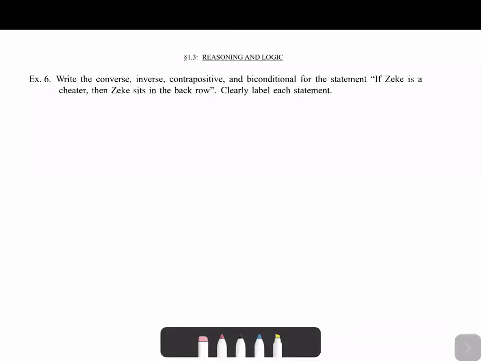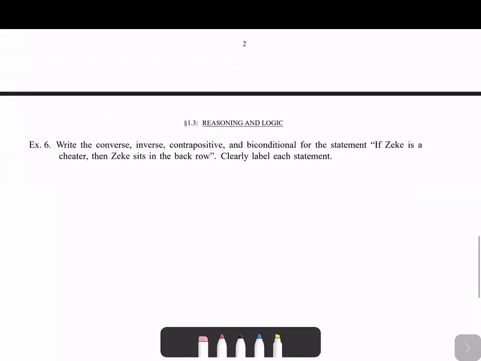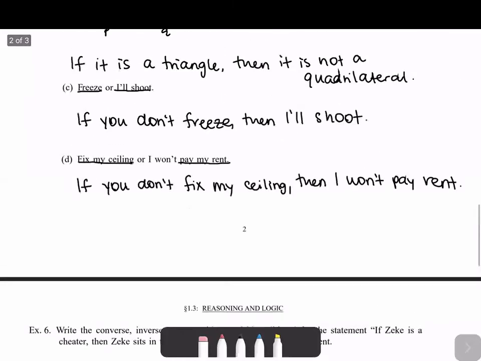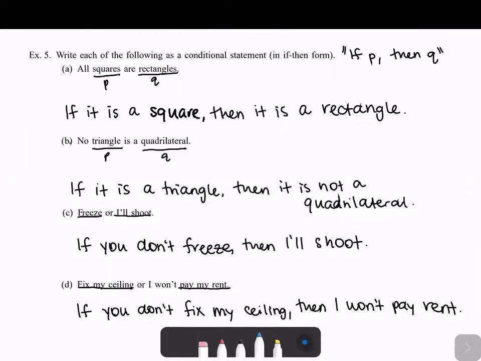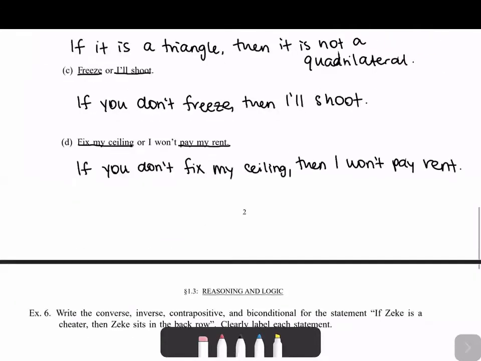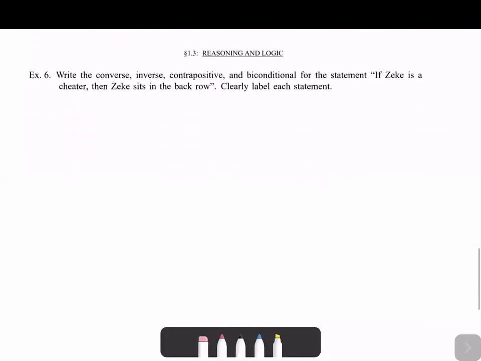Hi everyone, this is video 3 for section 1.3, reasoning and logic. In this video, we're moving on to talking about different forms of the conditional. The conditional was what we just talked about up here, this if then, or if P, then Q. So this is the conditional statement. There are different forms of this conditional that we're going to talk about now.